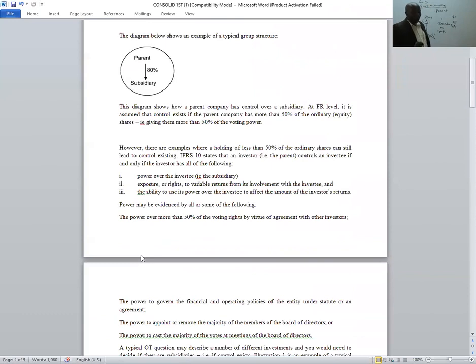Number 1, the power over more than 50% of the voting rights by virtue of an agreement with other investors. Number 2, the power to govern the financial and operating policies of the entity under statute or an agreement. Number 3, the power to appoint or remove the majority of the members of the board of directors. So you have got power to appoint directors. Number 4, the power to cast the majority of the votes at a meeting of the board of directors.